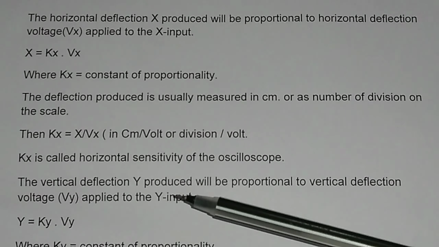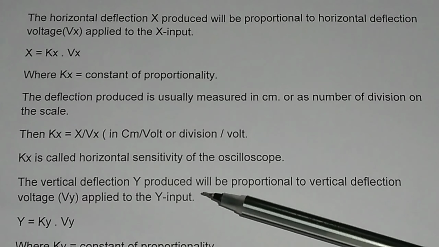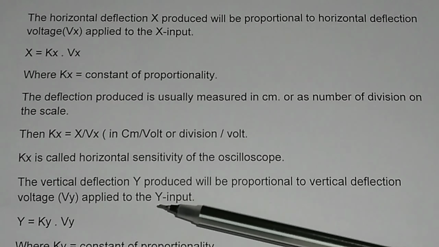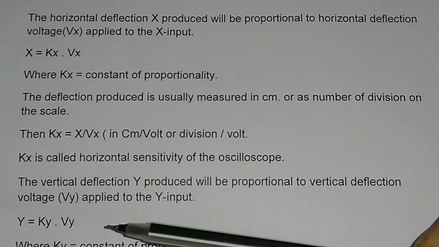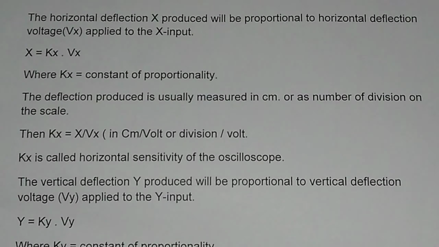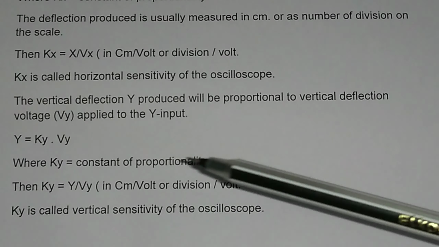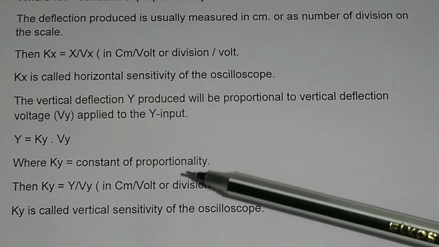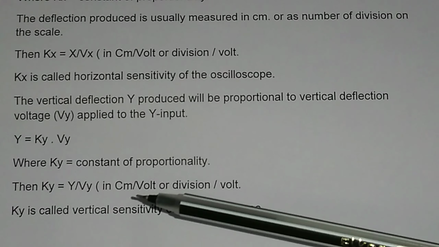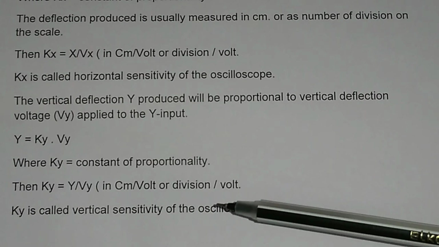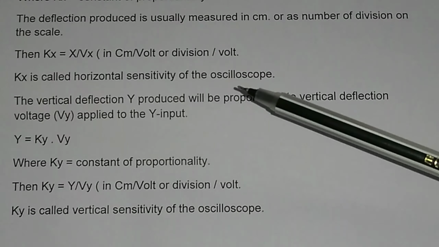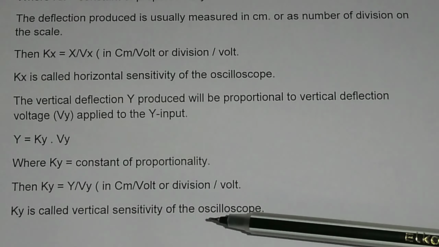Similarly, in the vertical deflection, Y will be proportional to the vertical deflection voltage Vy applied to the Y input, that is Y will be proportional to Vy, or Y will be equal to Ky into Vy. So Ky is called the constant of proportionality. So Ky will be equal to Y divided by Vy, and Ky can be measured in terms of centimeter per volt or division per volt. And Ky is called the vertical sensitivity of the oscilloscope. In this way, you can calculate the horizontal sensitivity and vertical sensitivity of the oscilloscope.